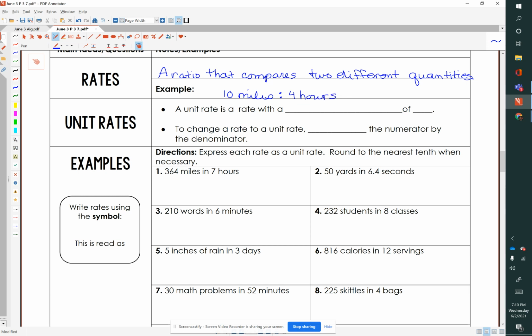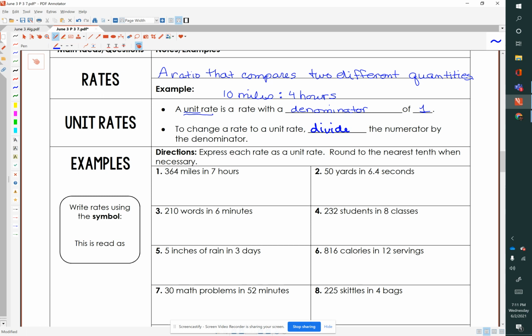So a unit rate, a unit meaning one, is a rate with a denominator of 1. And to change to the unit rate, you divide the numerator by the denominator.